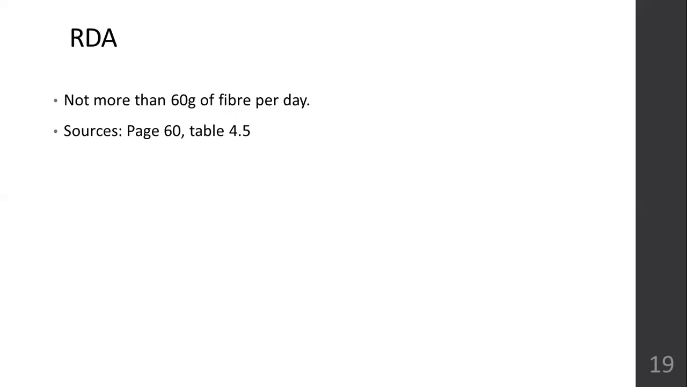Chiku or sapota, which in some areas they call sapota, chiku fruit. Carrots, they are rich in insoluble fibers. Fenugreek seeds have soluble as well as insoluble fiber. Both are there. Refined food and processed food don't have any dietary fiber, it's negligible.